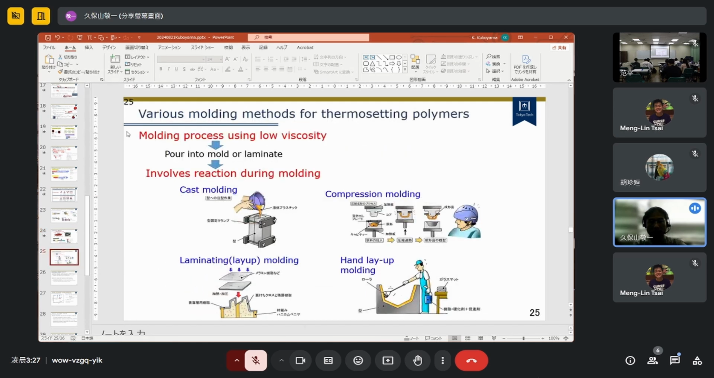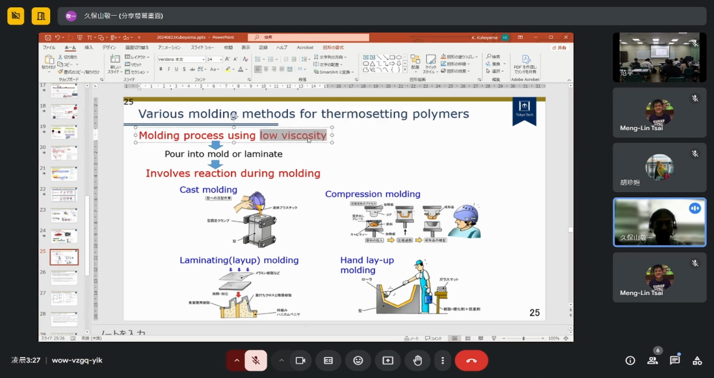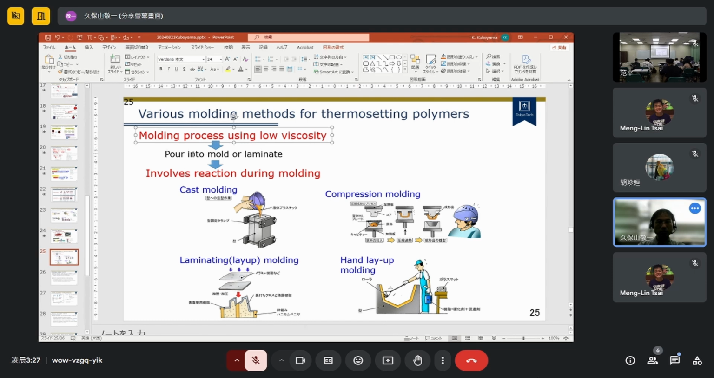Okay, and in the case of thermosetting polymers, the molding method is different from the plastic one. But the important point is that the starting material of the thermosetting polymer has low viscosity. So you can pour it into a mold or laminate the sample onto the mold. And after that, heat the sample so the reaction occurs, and you can get the molded sample.